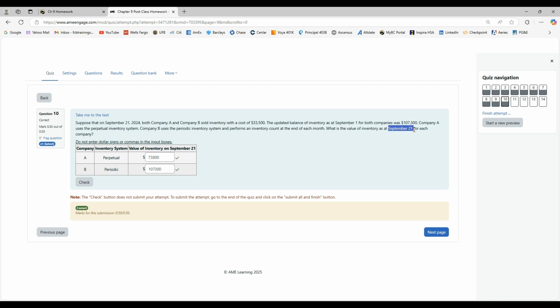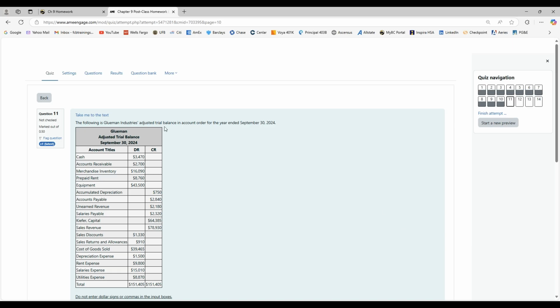So at the end of September, once we go do the count under the periodic system, if that was our only sale, this one transaction, then they would be the same. But at this point, since we're talking about September 21st and we haven't done the count yet, we have not yet updated with the periodic system. The perpetual just gets updated every time there's a sale. So that's more of a real-time system.